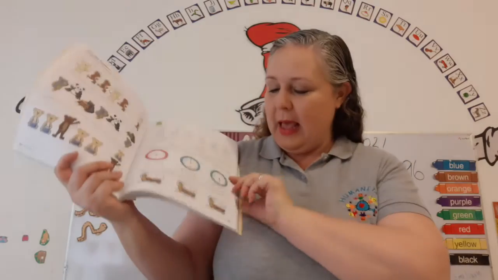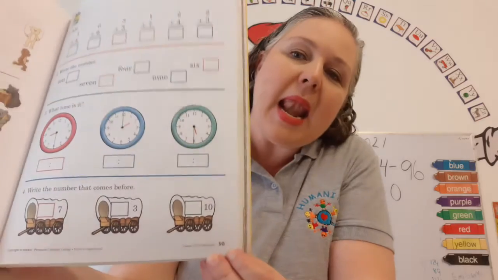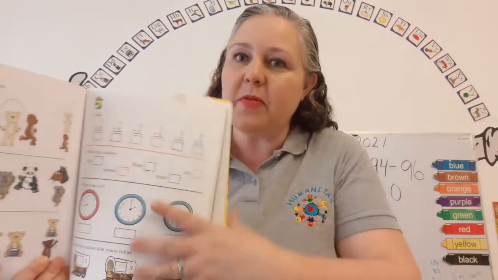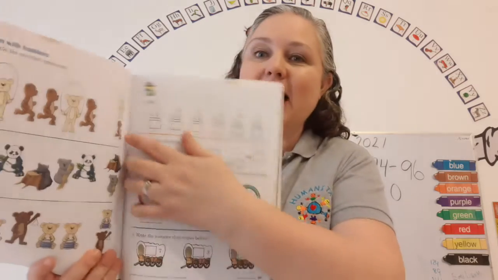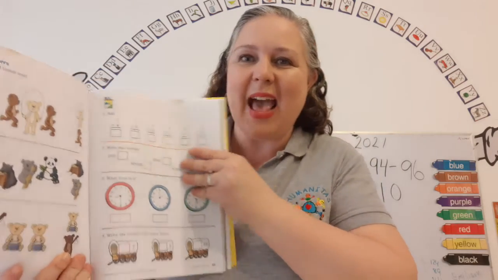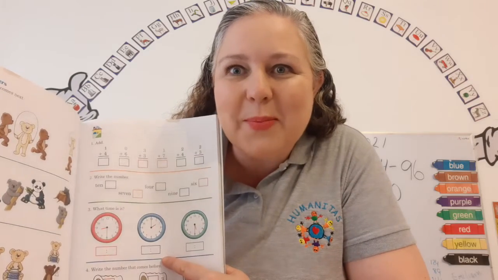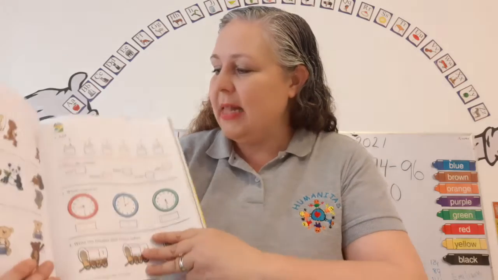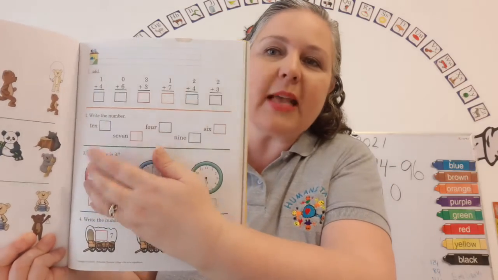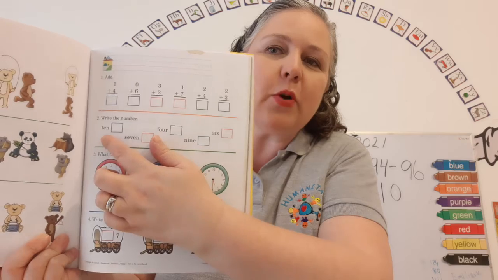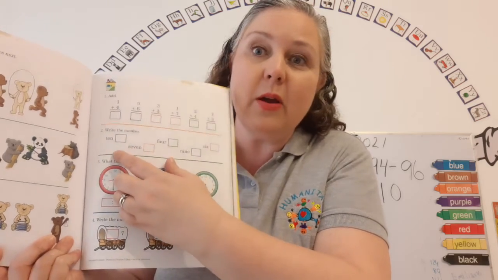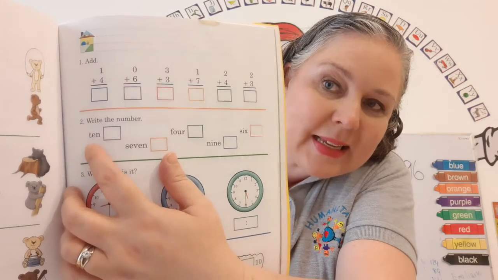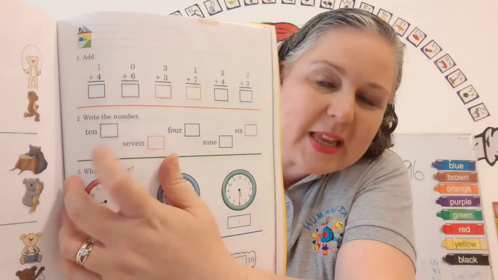You can do it. Then we're going to go to page 95. And we're going to write our name at the top of the page. And one says add. You know how to add. Did you like the song with the puppets? The addition song? That was fun. Then it says write the number. Okay, so I want you to read the word, and then write the number. We'll read one together. What does it say? 10. So you can write number 10 there.